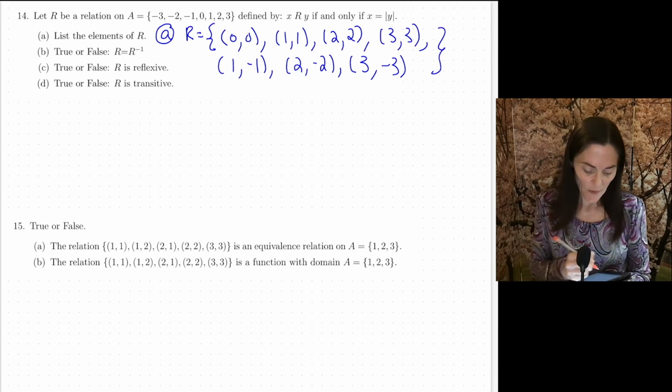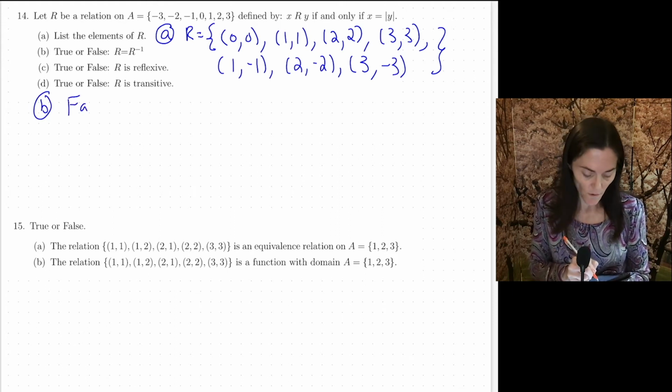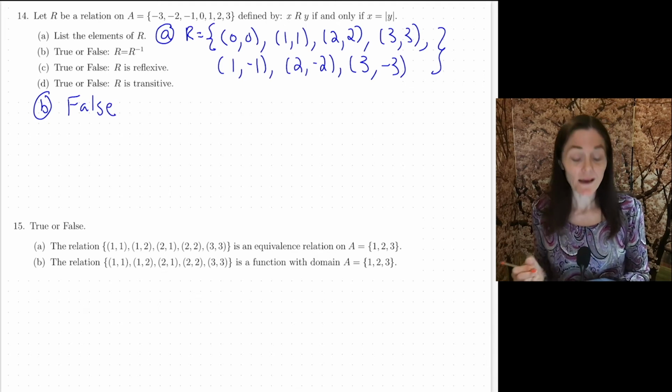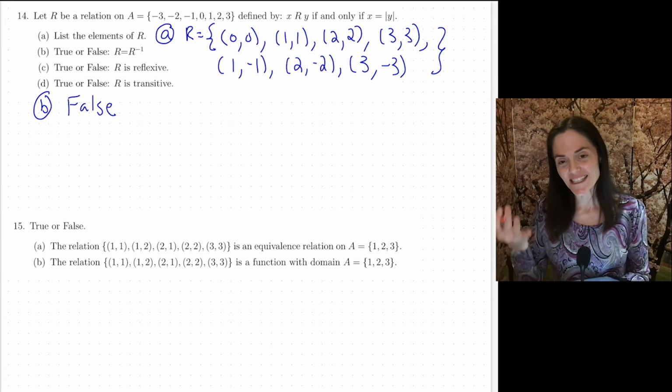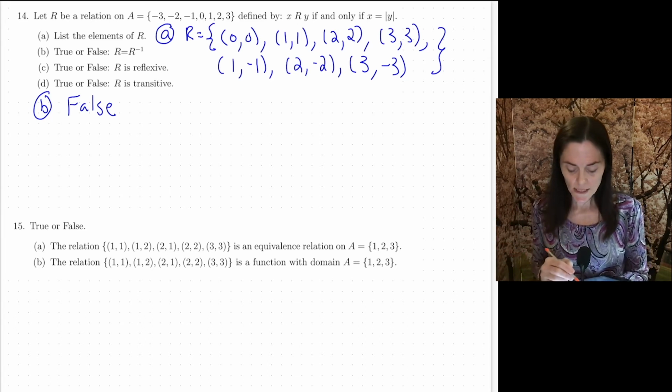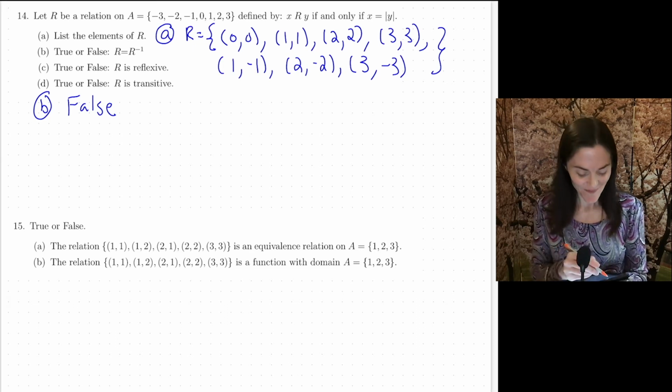Okay. Now, B, true or false? R equals R inverse. Immediately we know this is false, because, well, this is definitely not symmetric. And if you interchange the coordinates, you will see the negative entries in the first coordinate, and that does not happen in R. Letter C, R is reflexive.